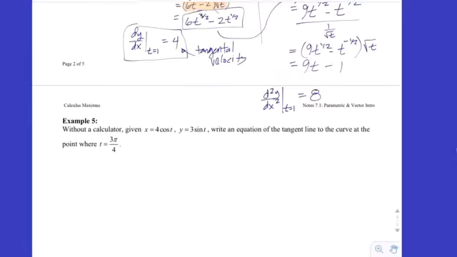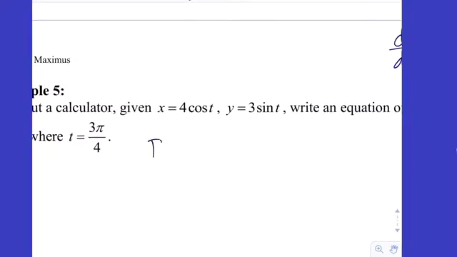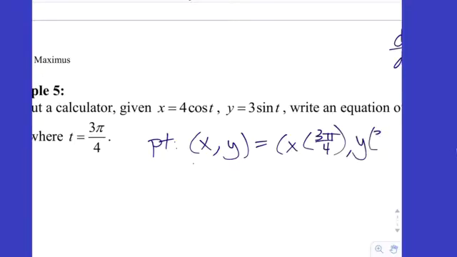Without a calculator, given that x is that and y is that, write an equation for the tangent line to the curve when t equals 3π/4. We've been doing this all year long. What do we need for the equation of a tangent line? We need a point and a slope. So the point is going to be x comma y, which at 3π/4 is going to be x of 3π/4 comma y of 3π/4.